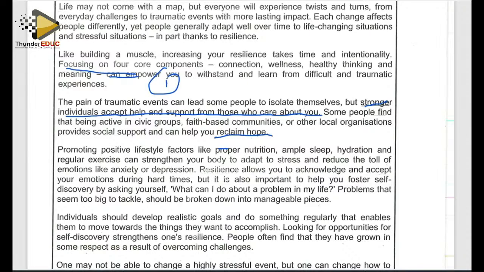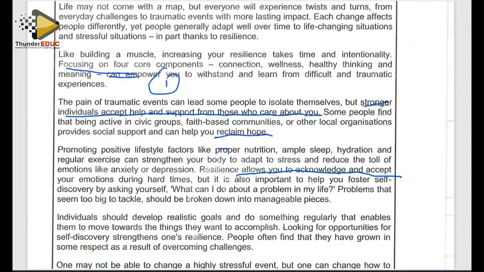Promoting positive lifestyle factors like proper nutrition, ample sleep, hydration, and regular exercise can strengthen your body to adapt to stress and reduce the toll of emotions like anxiety or depression. Resilience allows you to acknowledge and accept your emotions during hard times. We are taking that as our relevant point as well.